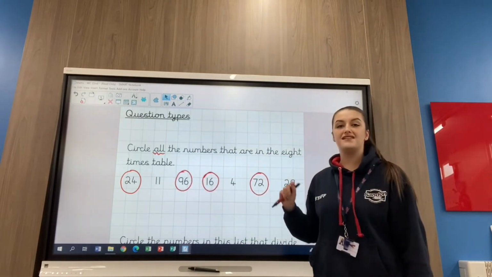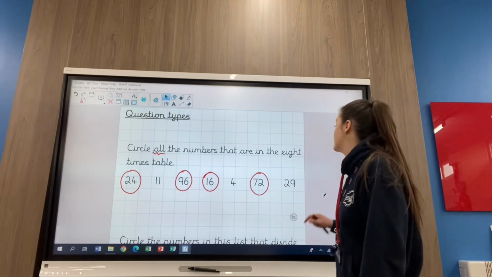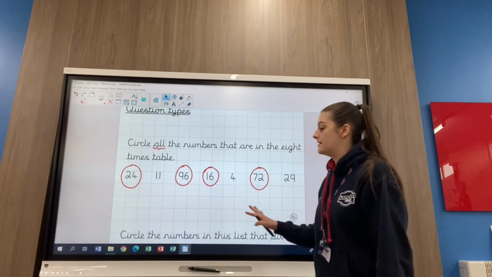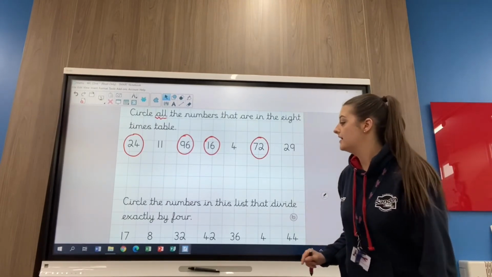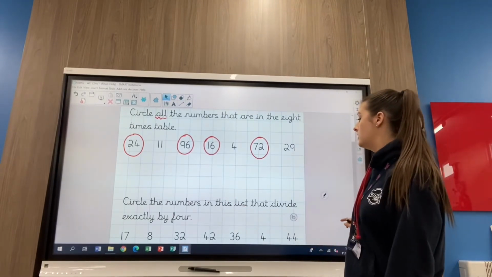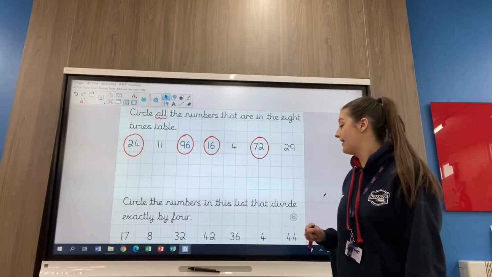So I know I haven't missed out any multiples of the 8 times table, the numbers that are in the 8 times table. Another similar circle-the-answer question you have on your page 22 today is getting you to circle the numbers in this list that divide exactly by 4.